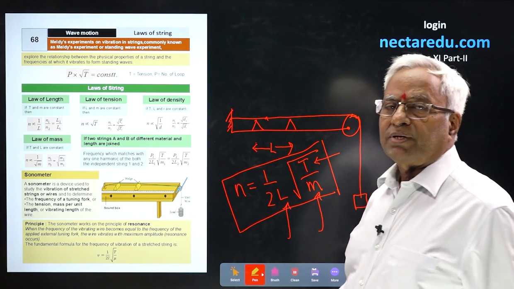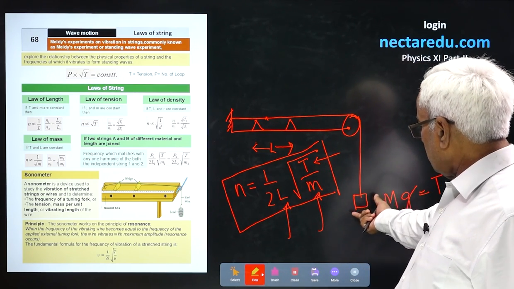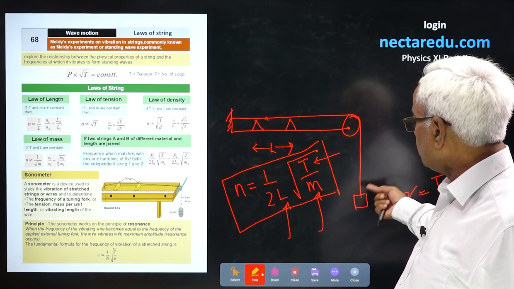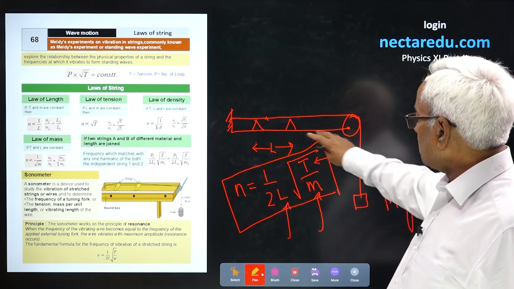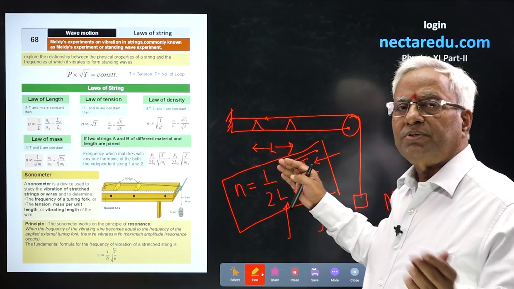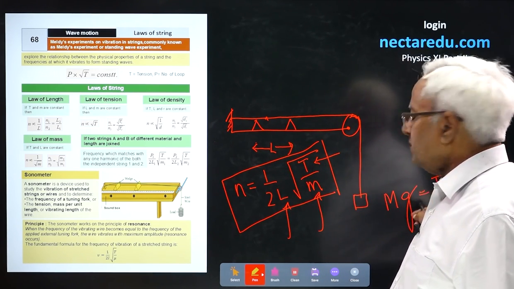You see, if the same experiment is performed in water, meaning this load or block is immersed in water, then its effective weight is going to change. So the same experiment, if performed in water, is going to lead to some different reading because of the change in this weight.